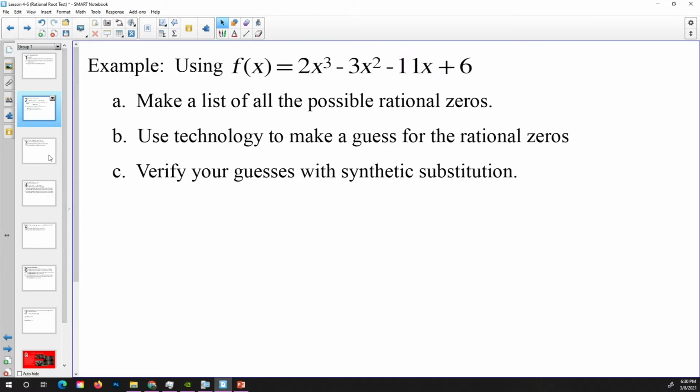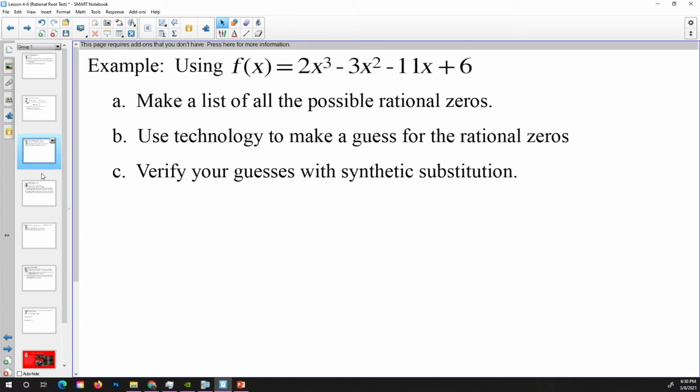Let's look at an example. Using f of x equals 2x to the third minus 3x squared minus 11x plus 6, make a list of all the possible rational zeros. Use technology to make a guess for the rational zeros, and then verify your guesses with synthetic substitution.